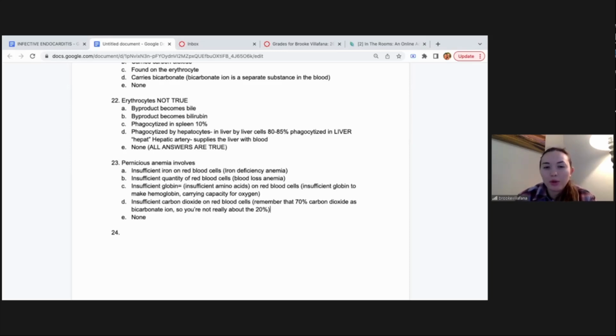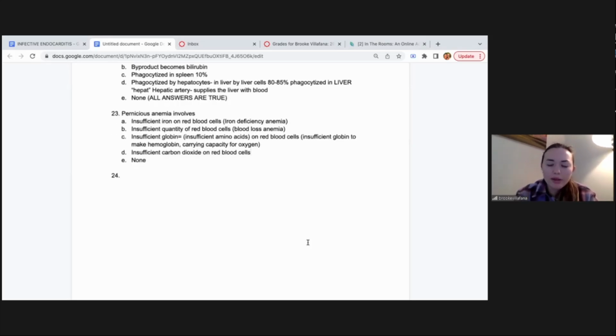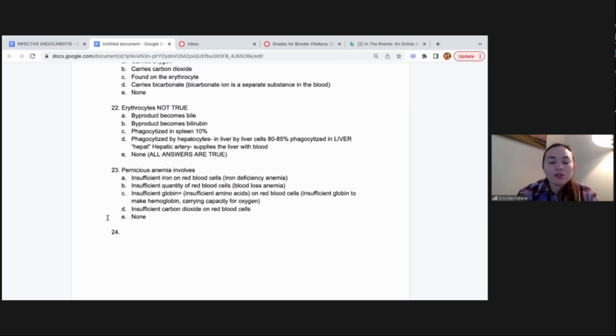So it's not really where we're concerned about insufficient carbon dioxide on the red blood cells. That's not something we really think about with anemia. Very critical thinking. I can see your logic, but I would say that would be maybe overthinking the question a little bit. It's just very simple. What is pernicious anemia? Insufficient globin. The carbon dioxide aspect, like I said, for 20%, we're not really concerned about that. But it's a really good point. Okay, so that's the end of those questions.